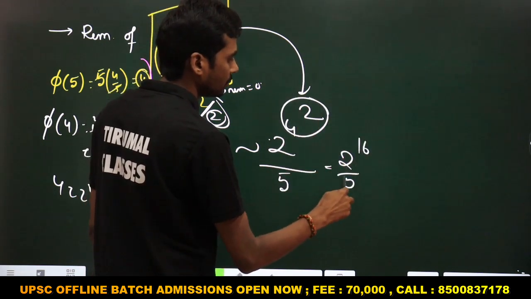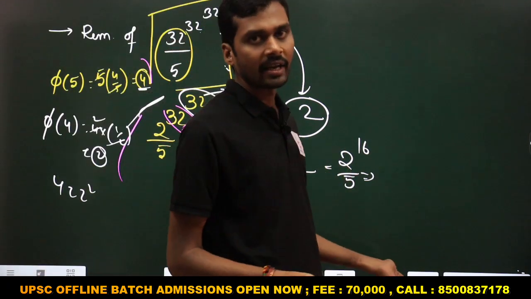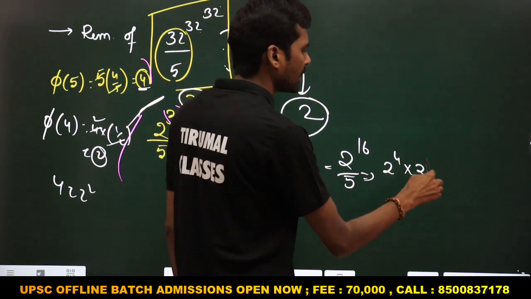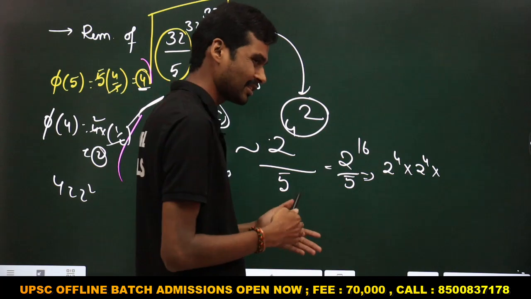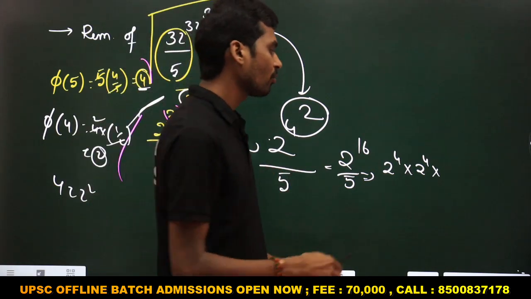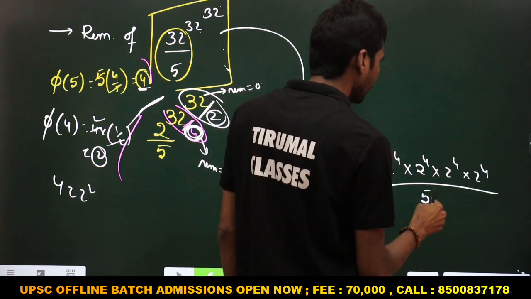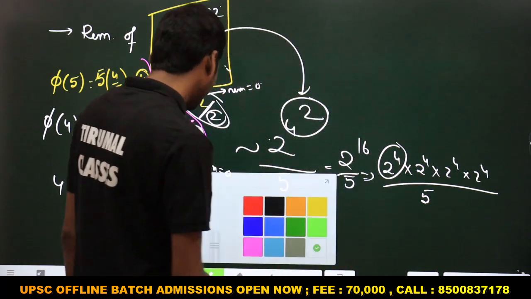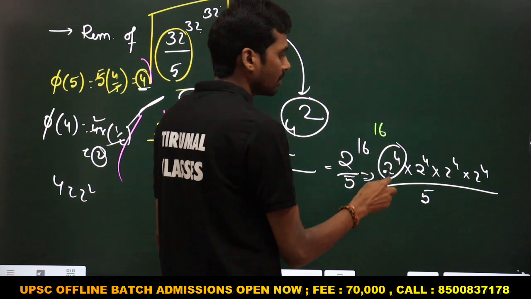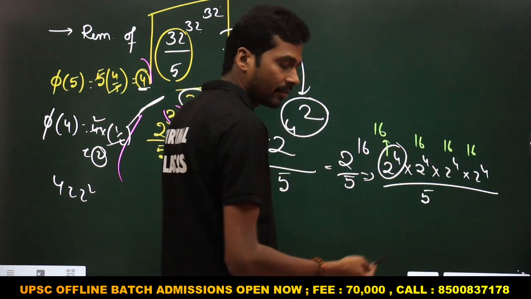16 divided by 5. Again, I can't take the direct value of 2 to the power of 16, so you can break it. 2 power 4 is your wish, you can take it in any way. Since I have 16, I break it like 2 power 4 into 2 power 4 into 2 power 4 into 2 power 4 divided by 5. What is 2 power 4 value? 16, right? So 16 into 16 into 16 into 16 divided by 5.